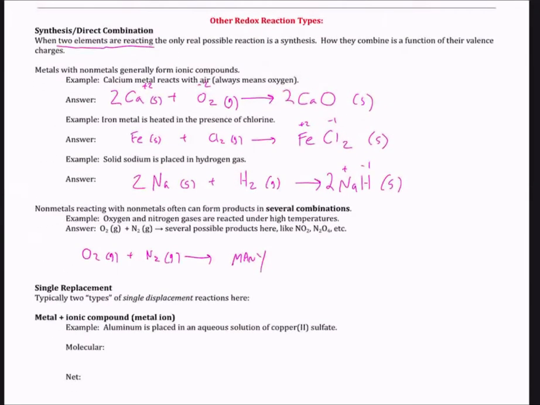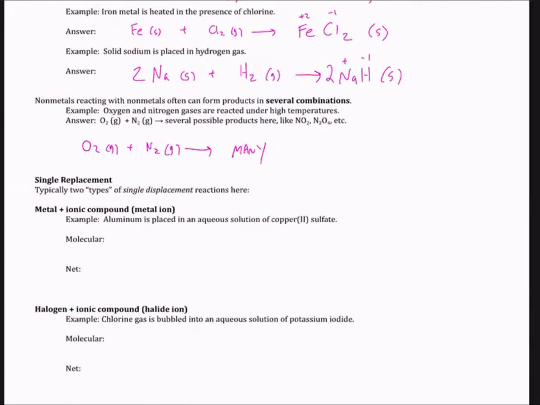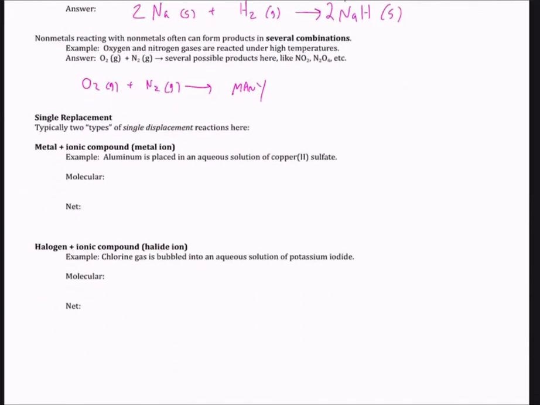Any questions about synthesis reactions? Very straightforward. If you can write a formula from two elements, then you can do a synthesis reaction. Okay? Single replacement. A single replacement reaction is simply when you have an element plus a compound. An element plus a compound will give you an element plus a compound.